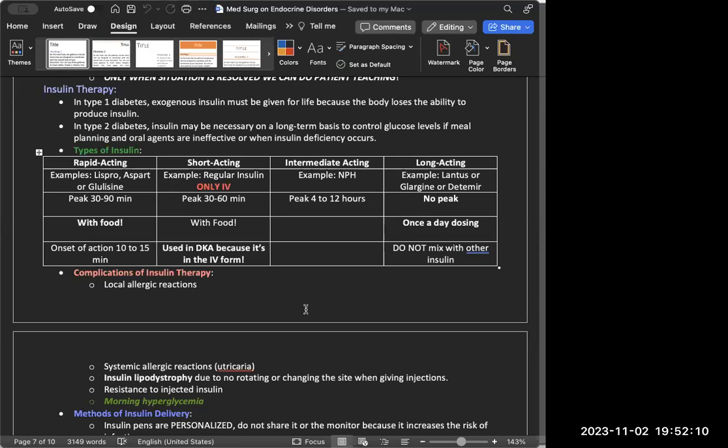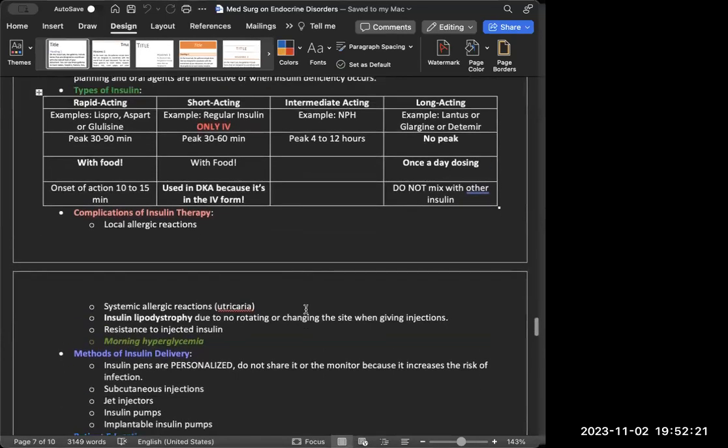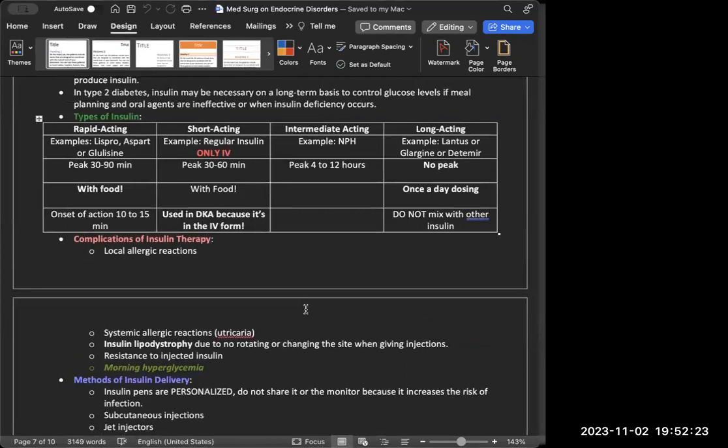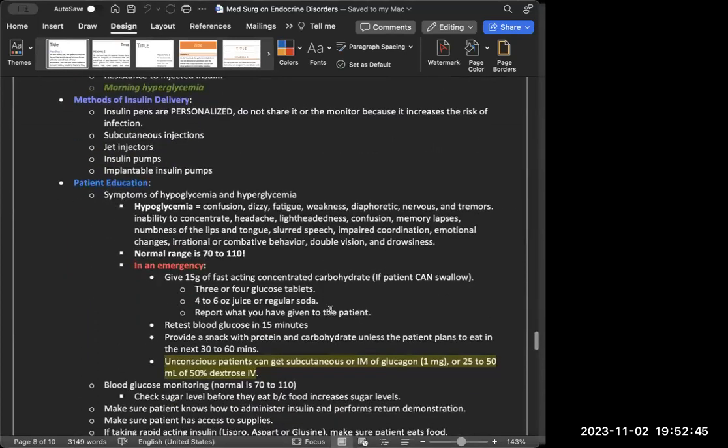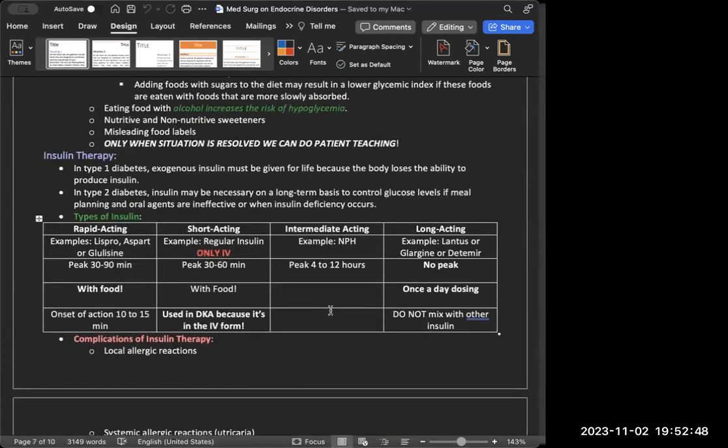Then we have intermediate acting NPH, which can be given with other insulins. So here's the thing, with medication administration, with these type of medications, you're always going to want to mix the medications, right? You're going to shake them. But please someone correct me if I'm wrong, it should be the regular insulin first and then the NPH. I don't know if anybody else has something different for that, but I remember you have to give regular insulin first and then you give NPH.